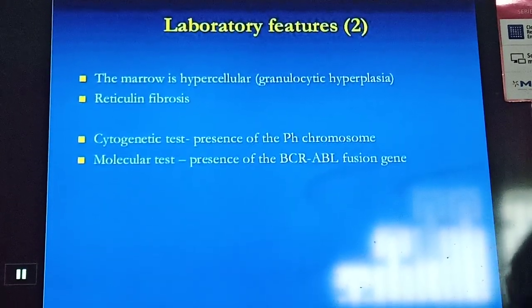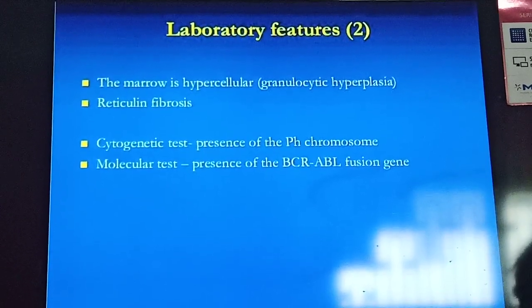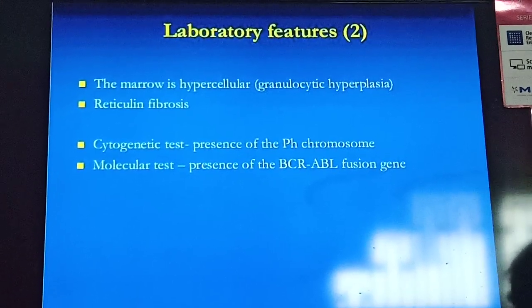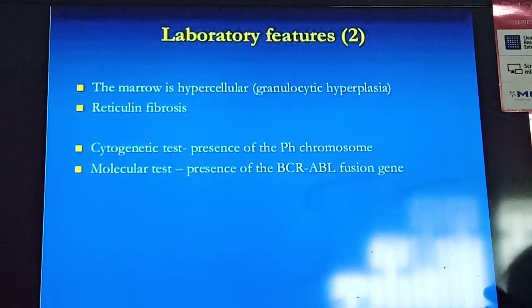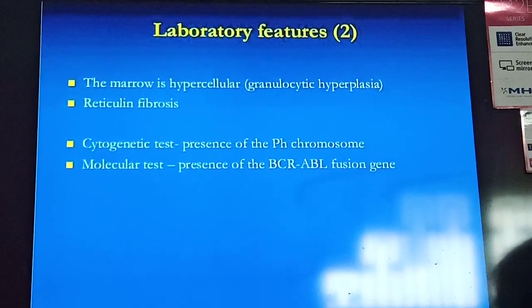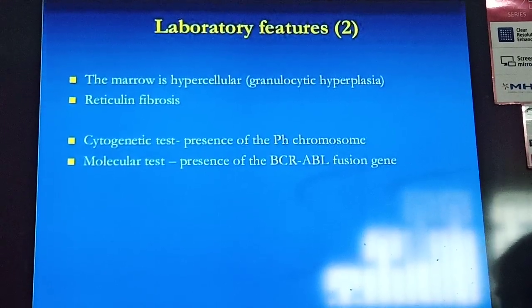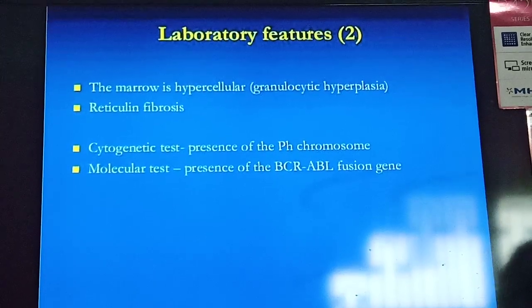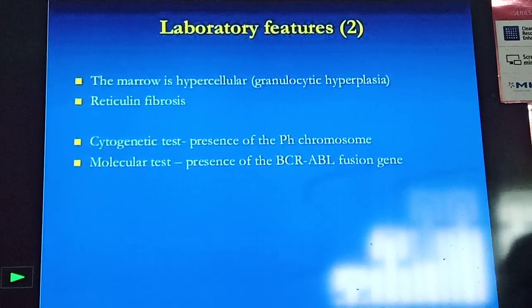Next is the marrow. The bone marrow is hypercellular due to myeloid series cell hyperplasia. Sometimes there is reticulin fibrosis. The cytogenetic analysis may show the presence of the Philadelphia chromosome, and the molecular test may show the presence of the BCR-ABL fusion gene. So these are the different important laboratory features to diagnose chronic myeloid leukemia.